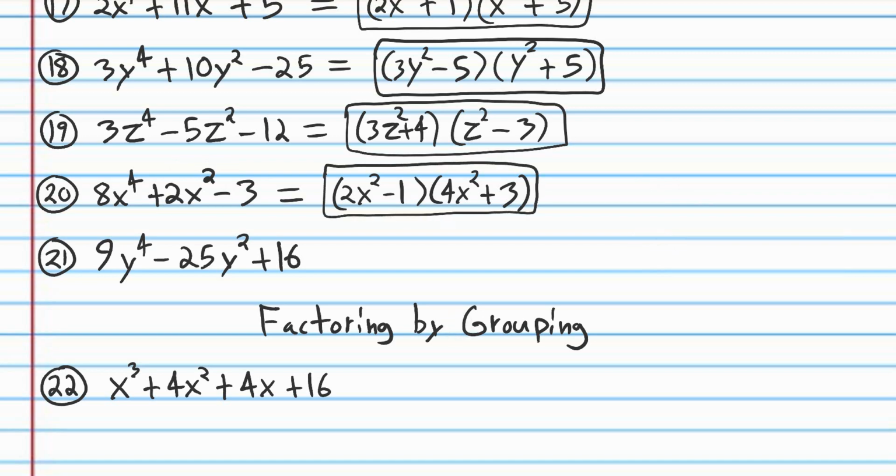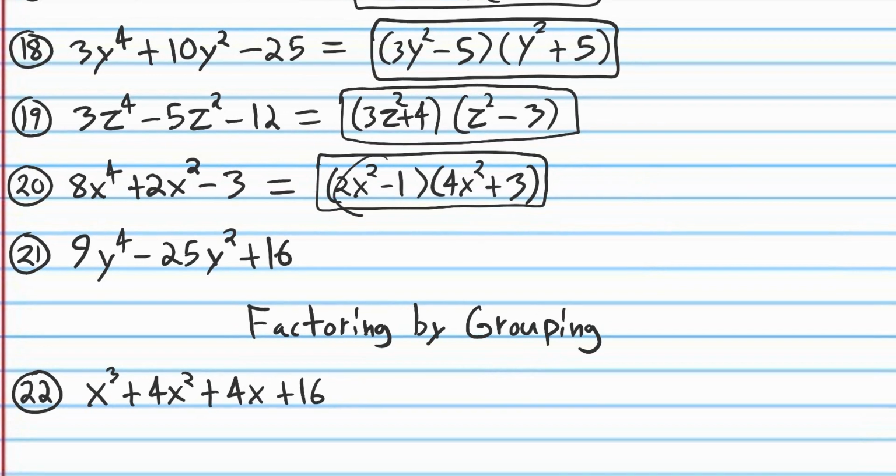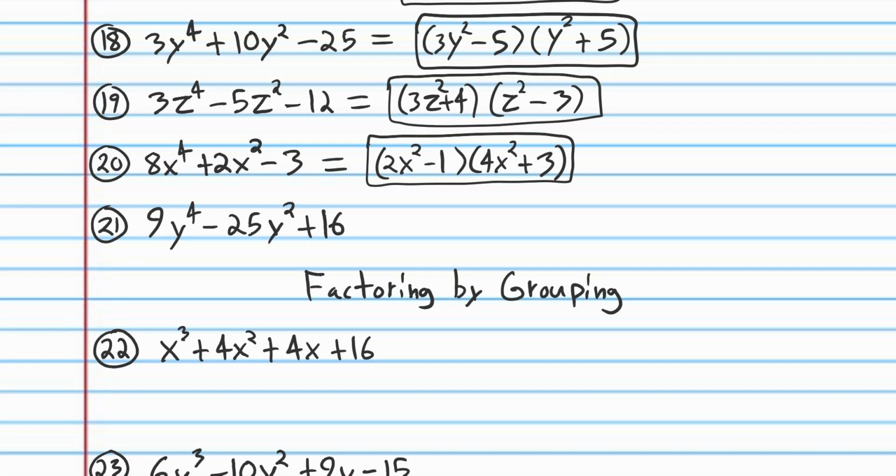Good job. And this looks like it might be the difference between two squares, but 2 is not a perfect square, so you would need a square root for that one. So we can't factor further on that one. So try 21, and when you come back, we'll do it together.